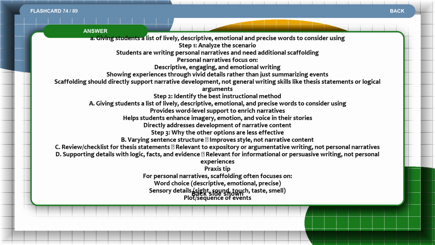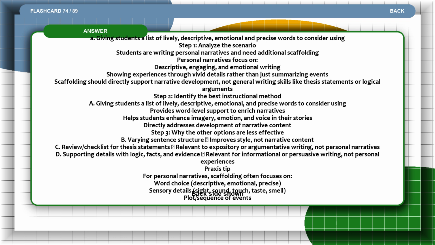Step 3. Why the other options are less effective. B. Varying sentence structure improves style, not narrative content. C. A review and checklist for thesis statements is relevant to expository or argumentative writing, not personal narratives. D. Supporting details with logic, facts, and evidence is relevant for informational or persuasive writing, not personal experiences.